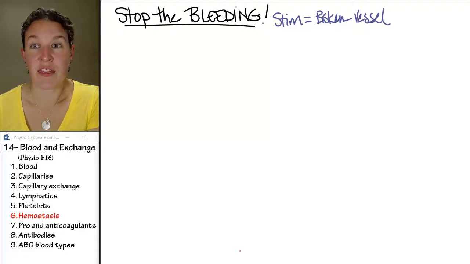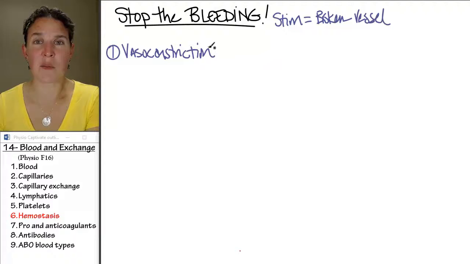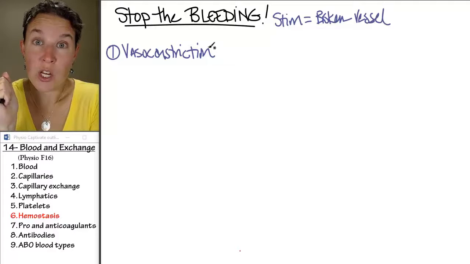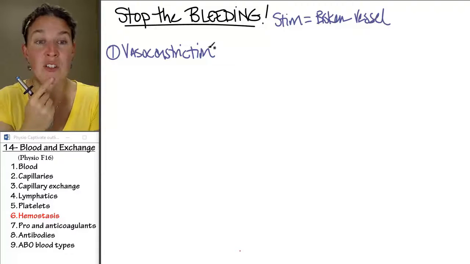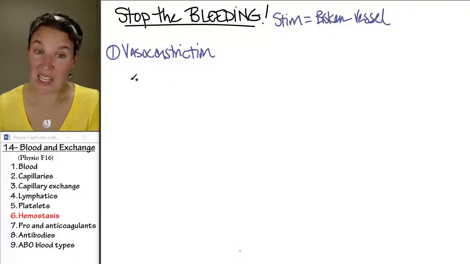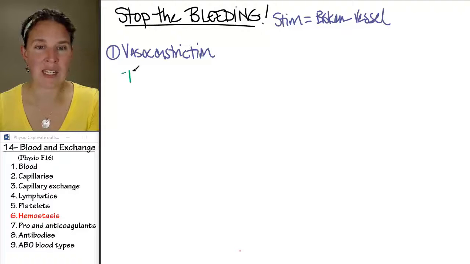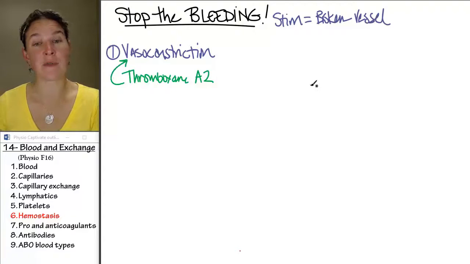You got three things that you're going to do. Number one, and this one actually does happen first, vasoconstriction. This makes sense, right? You break a blood vessel, let's cut off flow to that vessel. Let's vasoconstrict and reduce the amount of blood that we can actually lose through the damaged vessel. Vasoconstriction is fast. It's automatic. There's a chemical called thromboxane A2. It's produced in response to broken blood vessels, and it causes vasoconstriction.